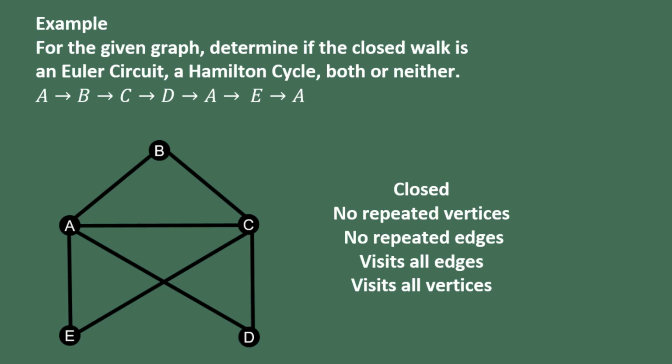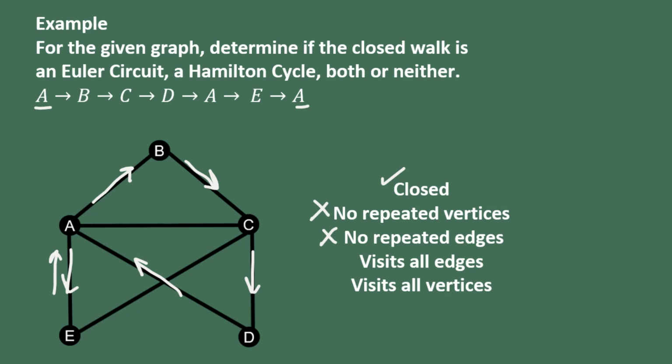Now let's consider this closed walk. So this one goes from A to B, B to C, C to D, D to A to E, and then from E back to A again. So it is a closed walk, as we were told, because it begins and ends at the same vertex. Does it have no repeated vertices? No, actually it repeats the vertex A. Does it have no repeated edges? No, because it has traveled across the edge from A to E twice.